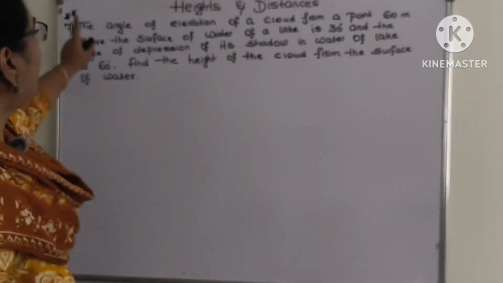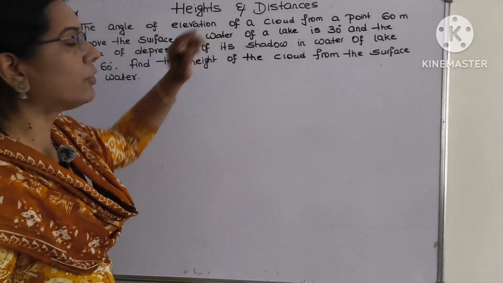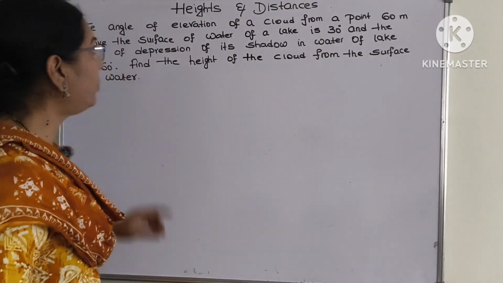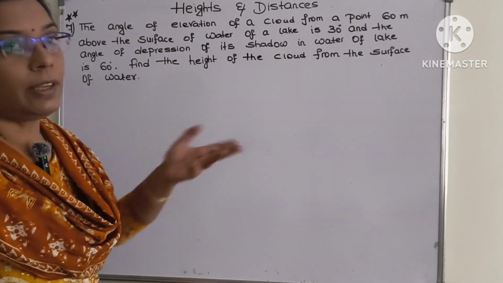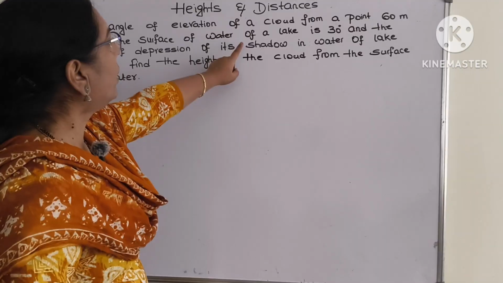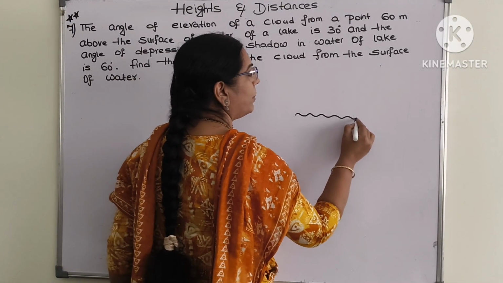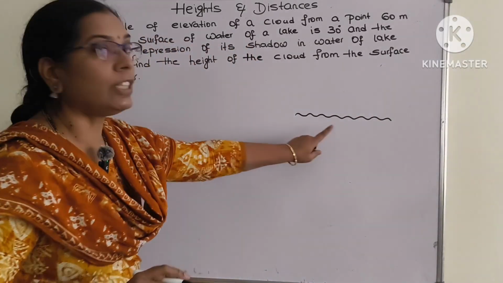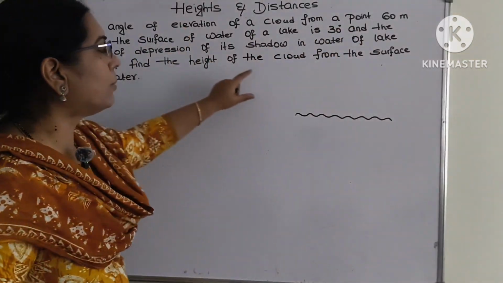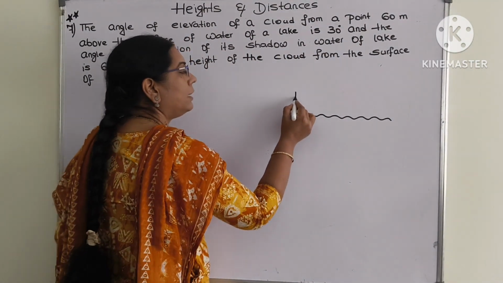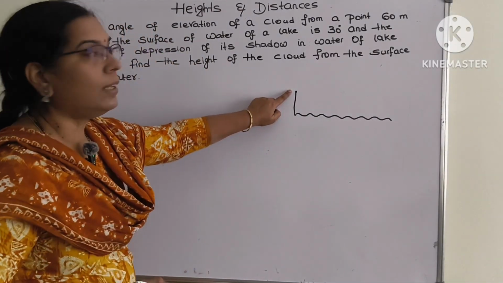The next one. The angle of elevation of a cloud from a point 60 meters above the surface of a lake. So understand this carefully children, because this sum is very, very important. You may expect this sum in case-based studies. So what he is saying is, there is a lake. Since this is not the ground, I will represent the lake like this. This is the surface of the lake, and then a point 60 meters above the surface of the lake. So let this be 60 meters.